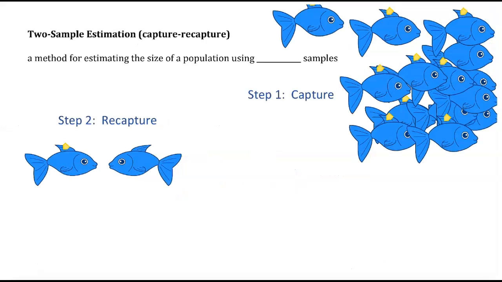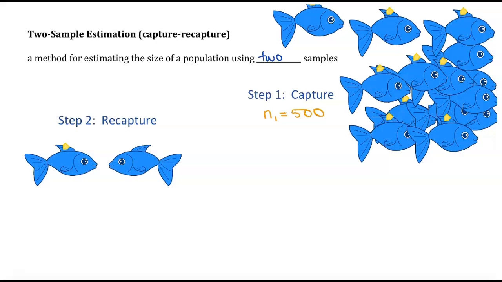This process is what we call two-sample estimation, or capture-recapture. It's a method for estimating the size of a population using two samples. Step 1 in this process is the initial capture, and we label the number in the first capture with N1. So in this case, N1 is equal to 500, that first group of 500 fish that were captured.